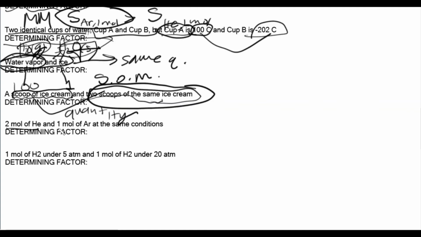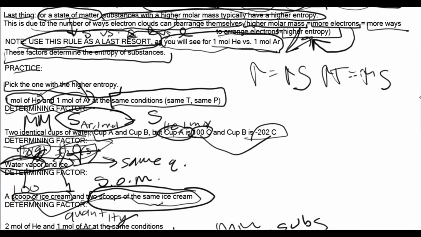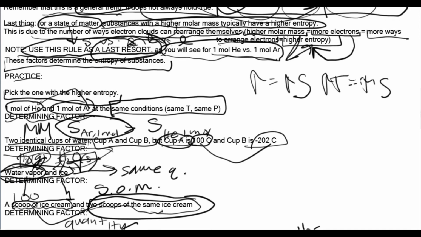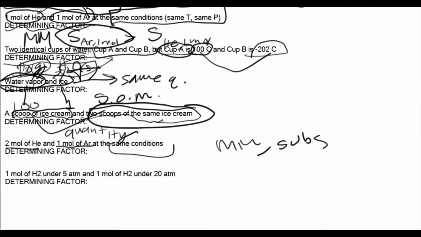2 moles of helium and 1 mole of argon at the same conditions. Everything kept constant except for two things, the molar mass and the amount of substance. But what did I say about molar mass? We use that as our last resort. So we want to focus on the amount of substance first, actually.